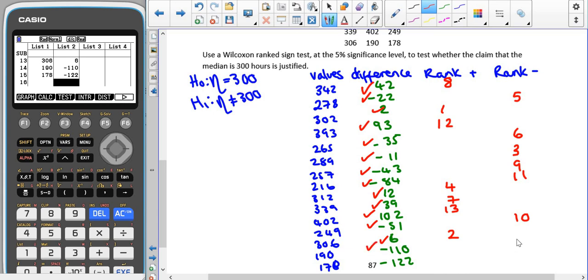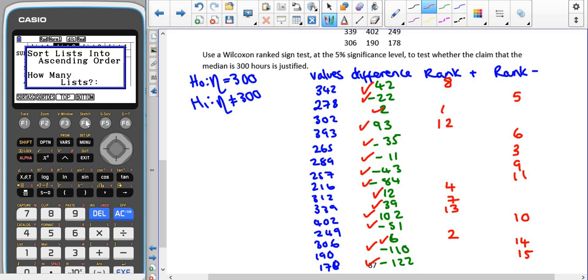110 is going to get 14 in the minus column. And finally, minus 122 is going to get 15 in the minus column. So it does still take some time. Another way that you can do it to help you is that if you go to the top of list 2, once you've put all your differences in there, and you've got list 2 highlighted like this, you can go to Tool, and then you can sort into ascending order.